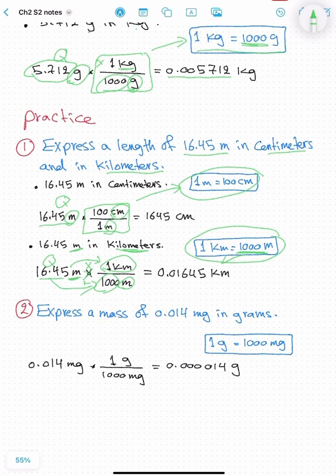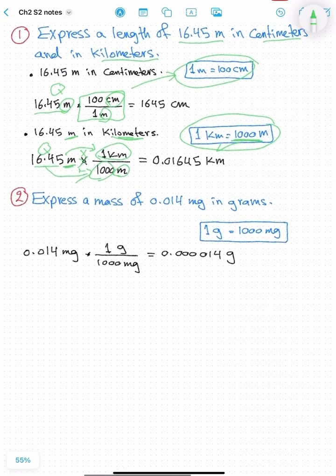Question number 2, express a mass of 0.014 milligrams, change it into grams. This is the relationship. Write down what you have from the question. Then the conversion factor. So milligrams right across it, 1000. What's left? Grams here. So you divide these two numbers, you get the answer.